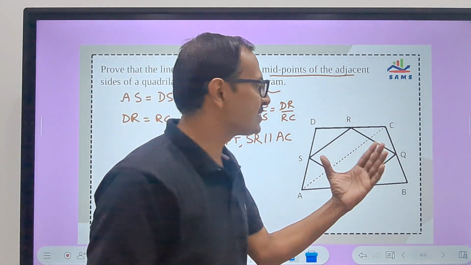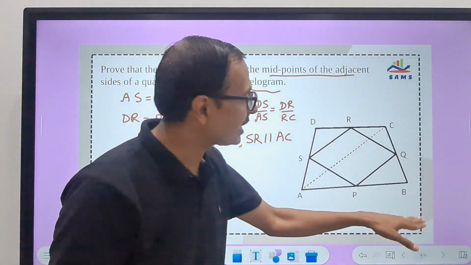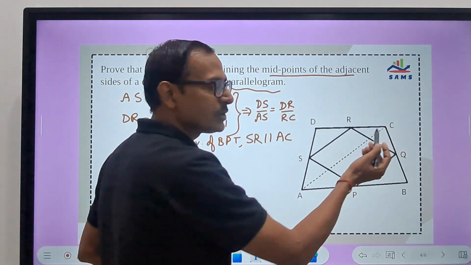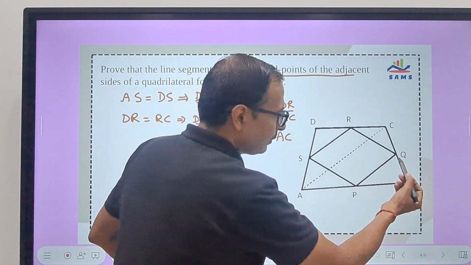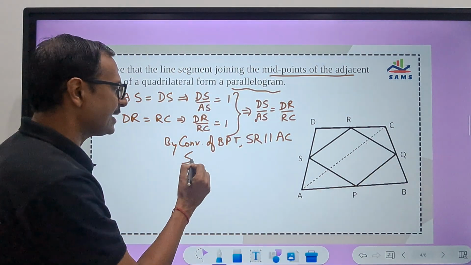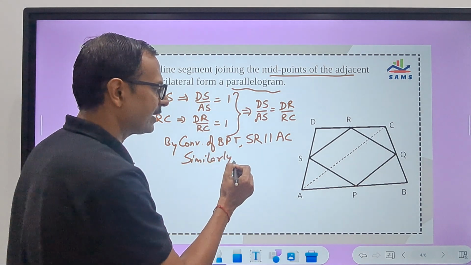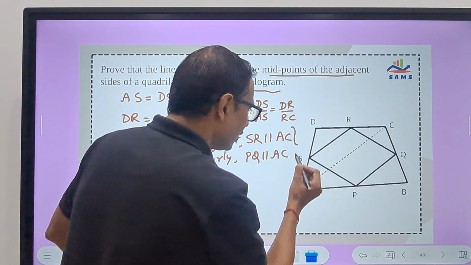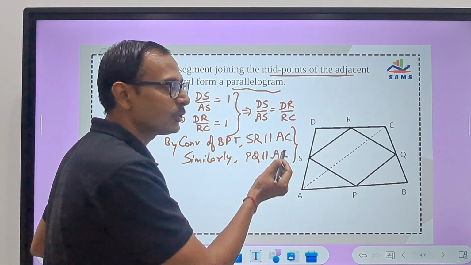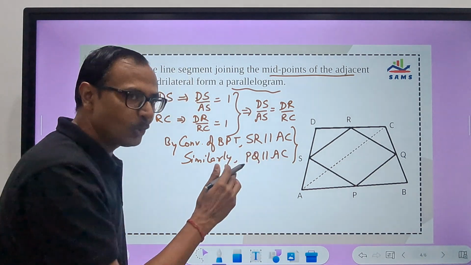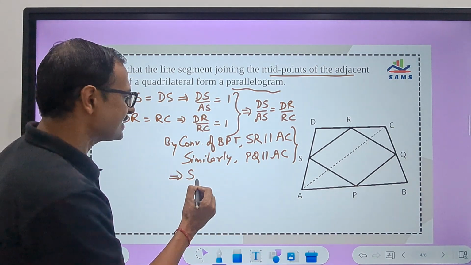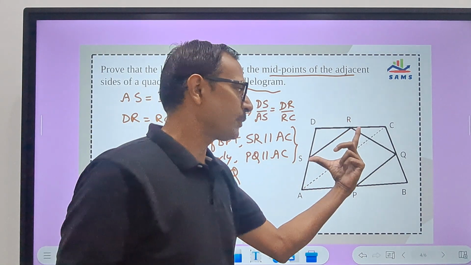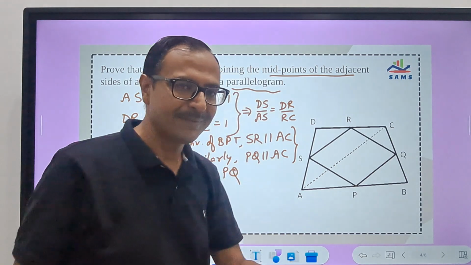What will happen if I start not from this triangle DAC, I will start from BAC. In that case, BP upon PA and BQ upon QC will be 1, both 1. So QP is parallel to AC. We can write that as similarly. Similarly, PQ is parallel to AC. And since two lines SR and PQ both are parallel to the same line, therefore they are parallel to each other. And so what did we prove? SR is parallel to PQ. See, that's what I wanted. The opposite sides of this figure should be parallel, right?